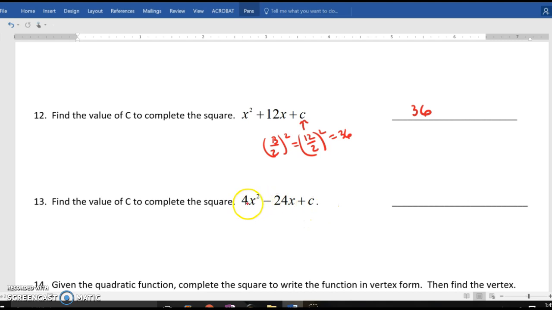On the next example, since there's a number in front here, we're going to group the first two terms, and we're going to pull a 4 out. So we'd have 4 times, 4x squared divided by 4 will give me x squared, minus 24 divided by 4 is 6x.